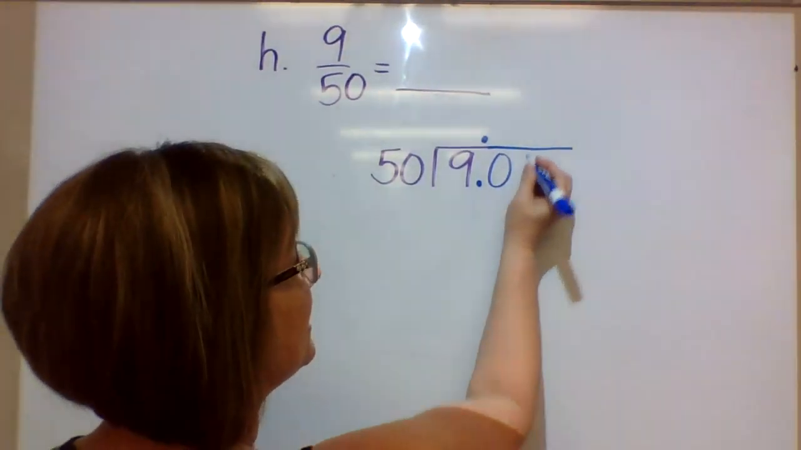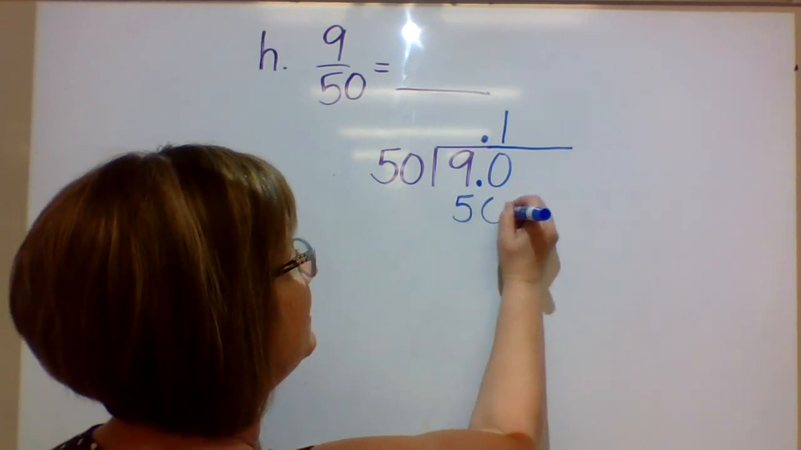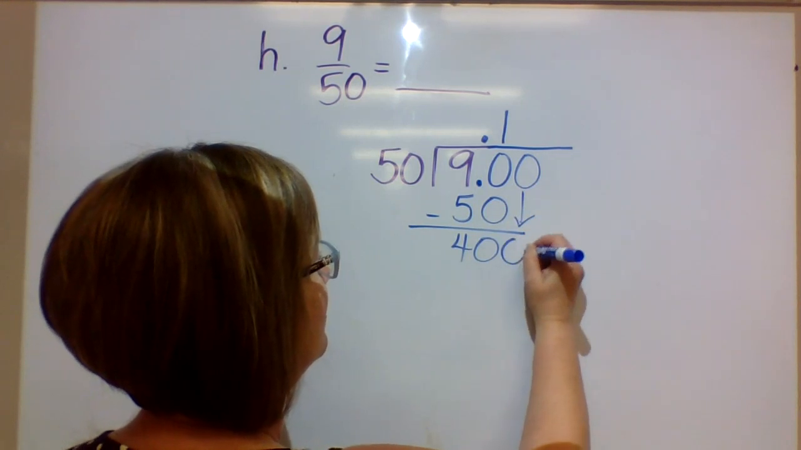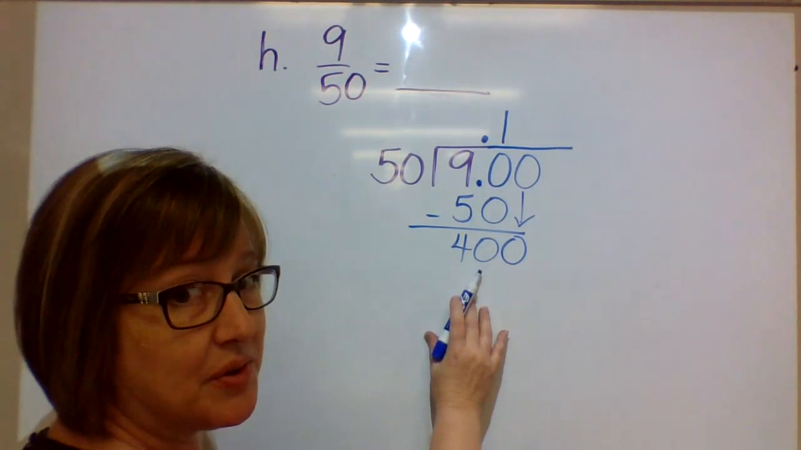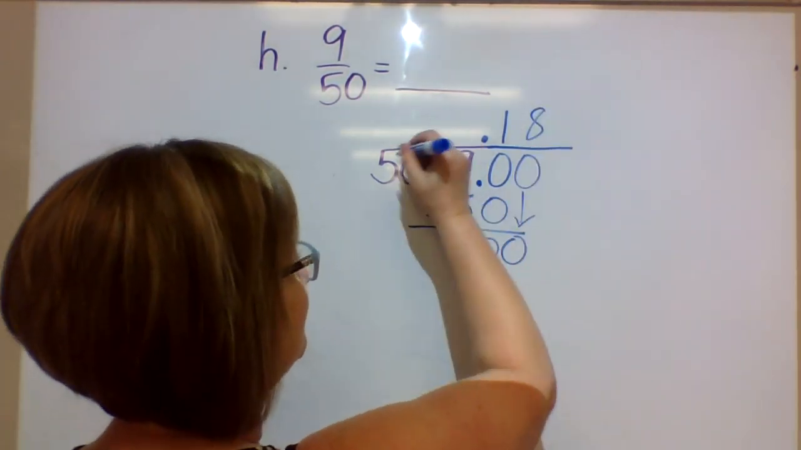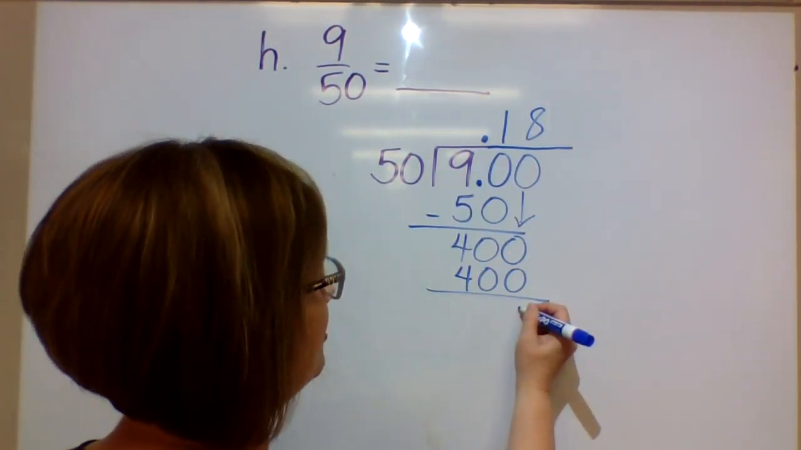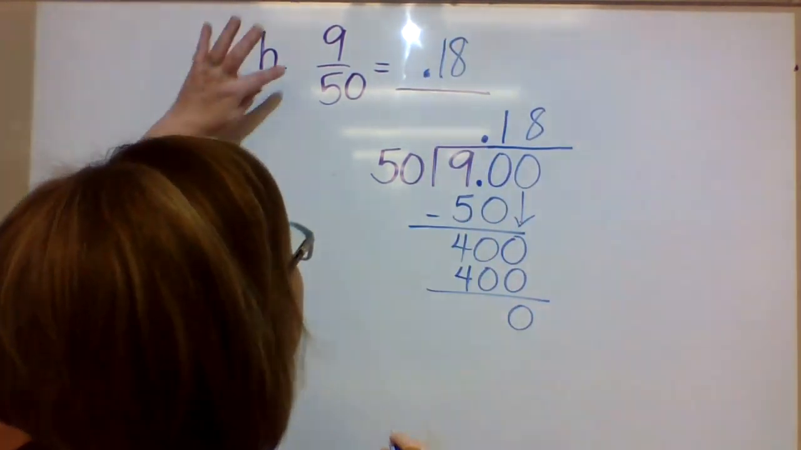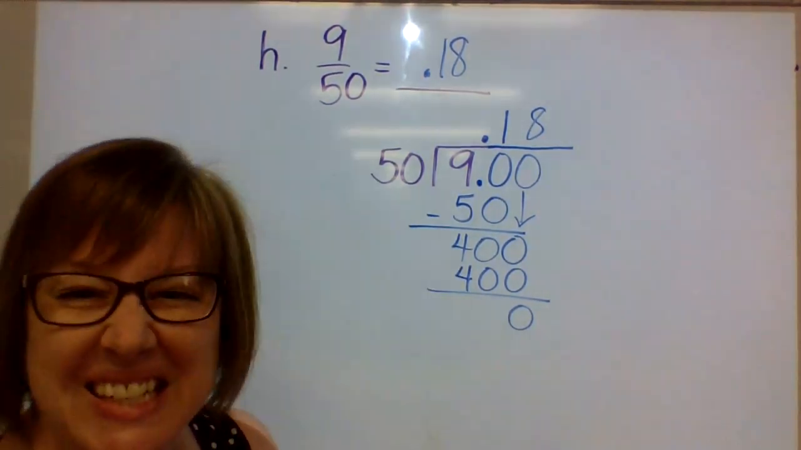All right, 50 goes into 90 one time, because 2 50s would be 100, right? 90 minus 50 is 40. Bring down that 0. And 50, think of this as half of 100, and there's 4 of them, so there would be 8 of them, right? Plus 8 times 5 is 40, and 0 times 8 is 0. 400 minus 400 is 0. So 9/50ths equals 18/100ths.